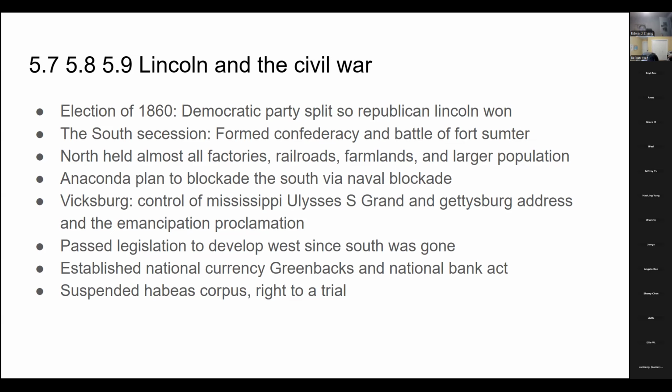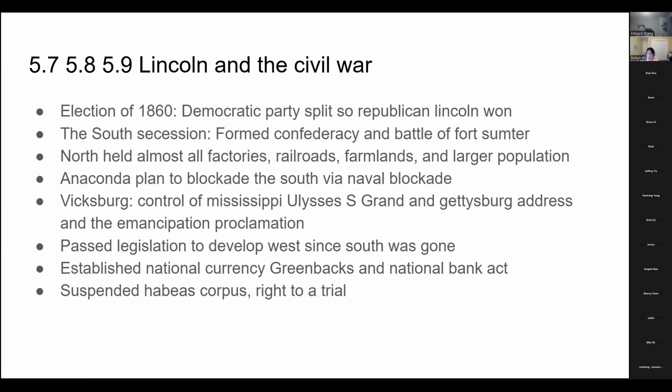So, the war, for some context, right? The North were heavy, heavy favorites. They had almost all the factories, railroads, farmland, and a much larger population. So they decided to use the Anaconda Plan, which is to blockade the South with a naval blockade. So they can't trade with European countries and beg for support. And then one very important victory was the Battle of Vicksburg, in which General Ulysses S. Grant gained control of the Mississippi River.